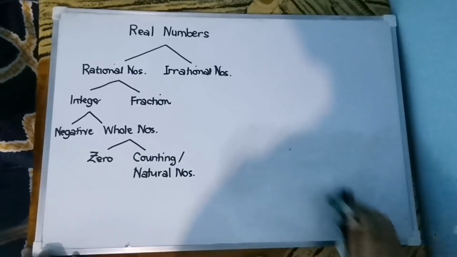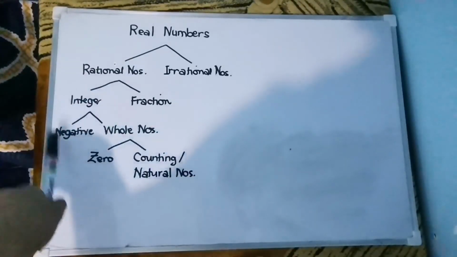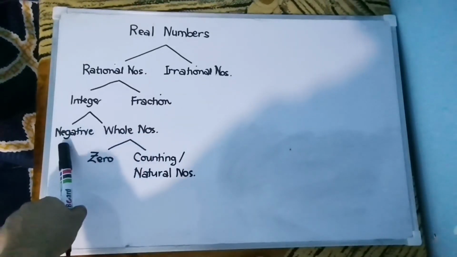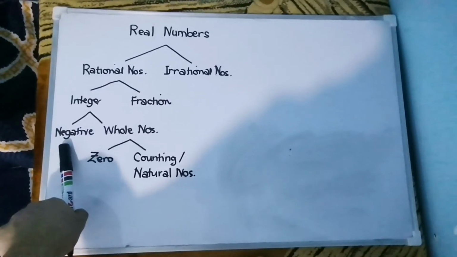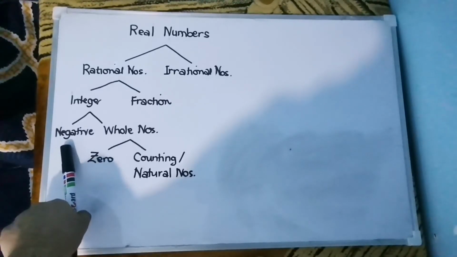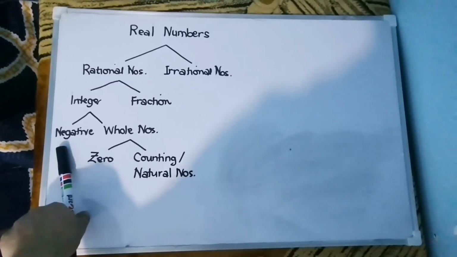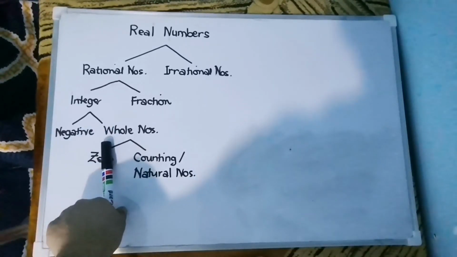And then, yung ating integer is divided into 2. We have the negative and the whole numbers. So, we all know that negative, ito yung below 0. So, that is negative 1, negative 2, negative 3. So, mas closer sa 0, mas malaki yung value. Okay? And then, we have here the whole numbers.